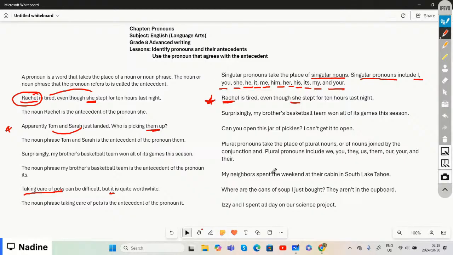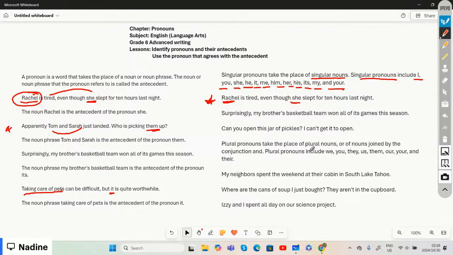All right. And then we have plural pronouns. Plural pronouns take the place of plural nouns. They refer to more than one person, more than one thing. Plural pronouns take the place of plural nouns, or we can say nouns that are joined by the conjunction and.